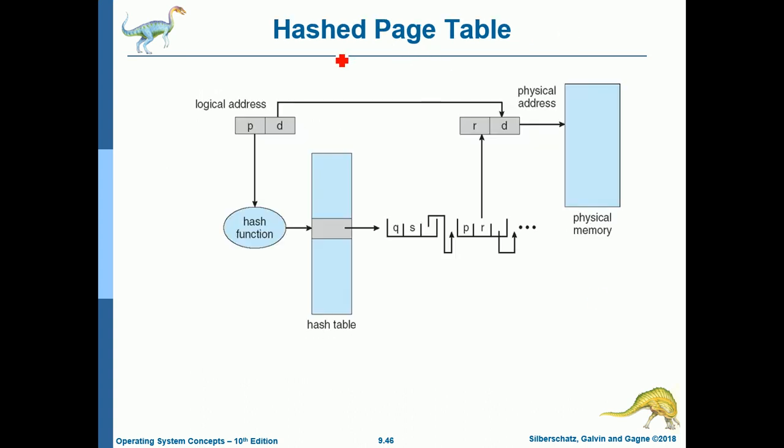So this is an example of a hashed page table, the illustration of how it is done. If we have a logical address, the page number goes through the hash function, and it will access the hash table. The hash table consists of values in a linked list, and if the value is found, it will be extracted from the hash table, and then the page offset will be combined to get the physical address corresponding to the physical memory.